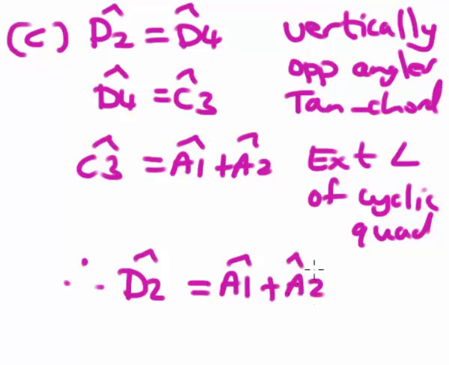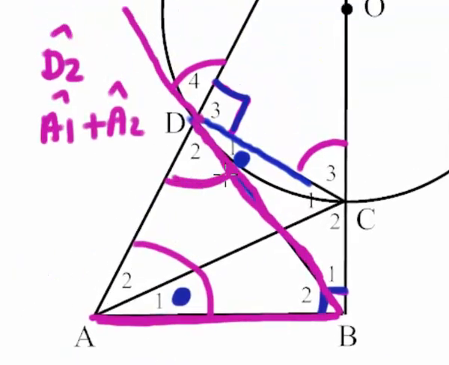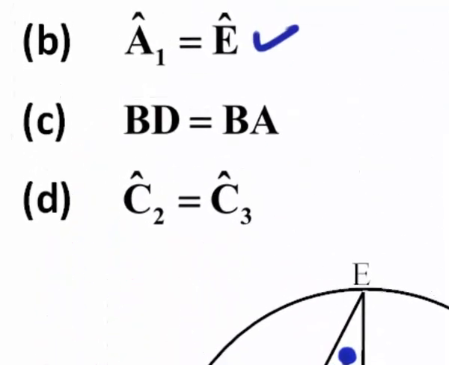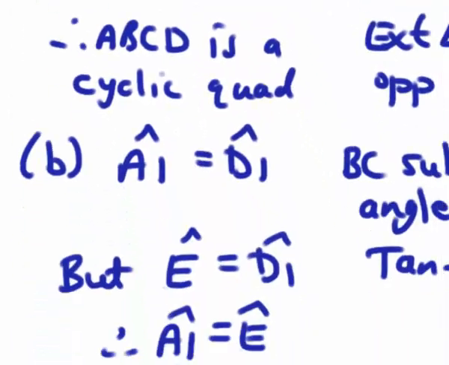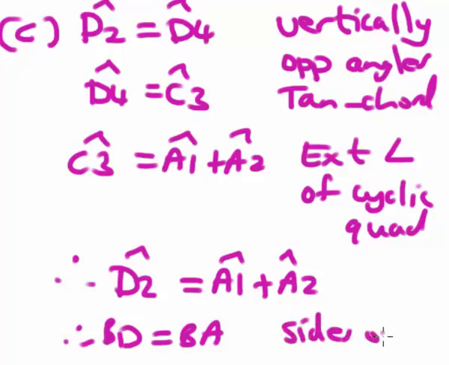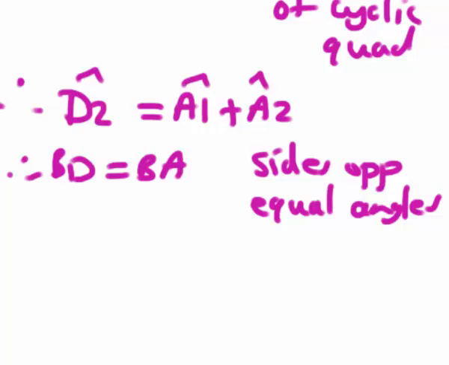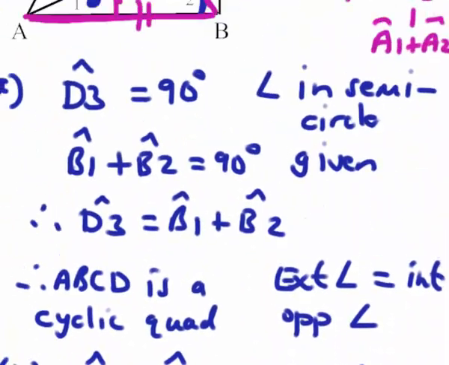And if that's the case, if D2 is equal to A1 plus A2, if these angles are equal here, automatically, what do we know? That those two sides are equal. It's an isosceles triangle. Therefore, we can immediately conclude that BD is equal to BA. Reason? Sides opposite the equal angles. Okay, there we go. Lovely geometry, this.